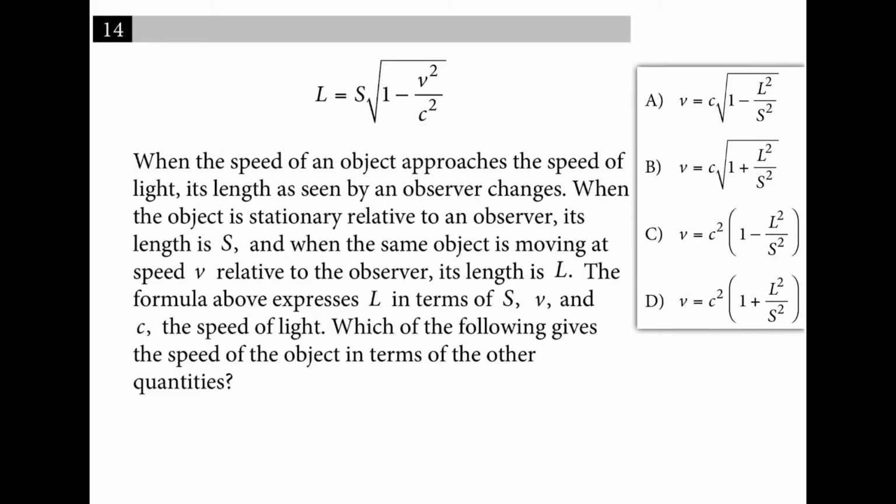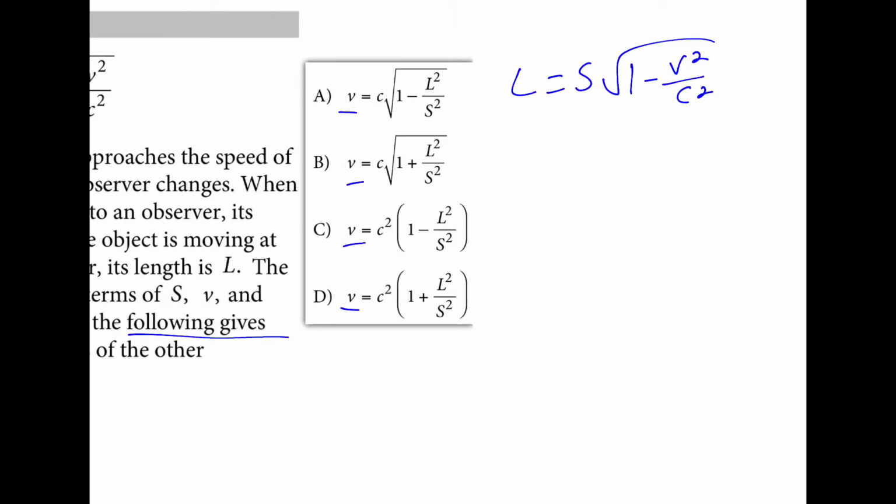At the bottom they ask, which of the following gives the speed of the object in terms of the other quantities? I could try to read the paragraph to figure out what variable is the speed of the object, but if I look at the answer choices, I'm solving for v. So this is my equation. I have to move everything to get v all by itself. First step, divide by s on both sides. Next step is to square both sides.